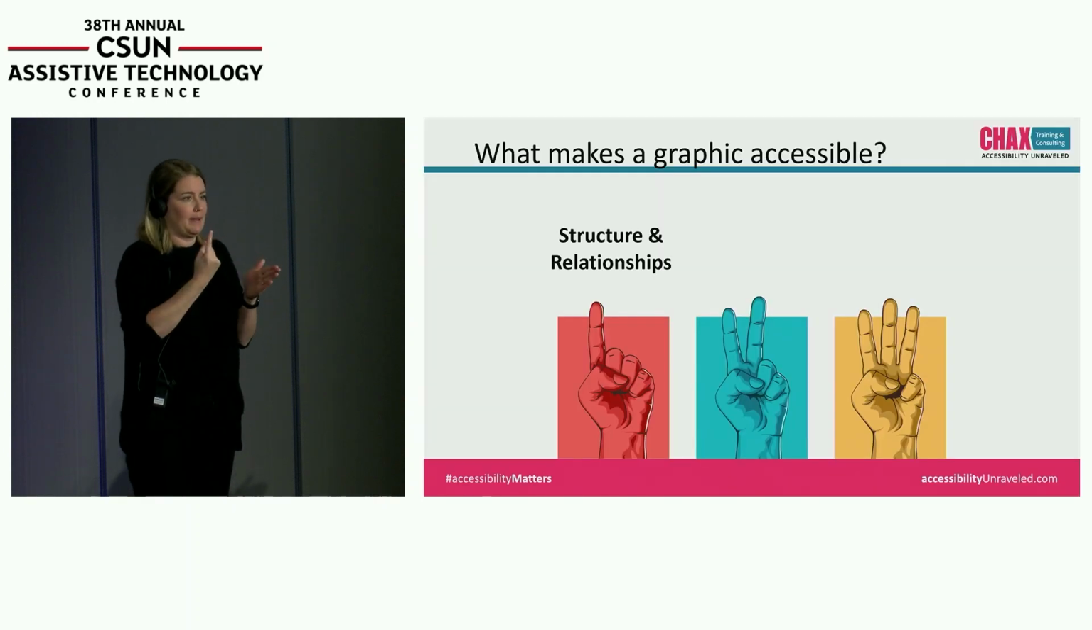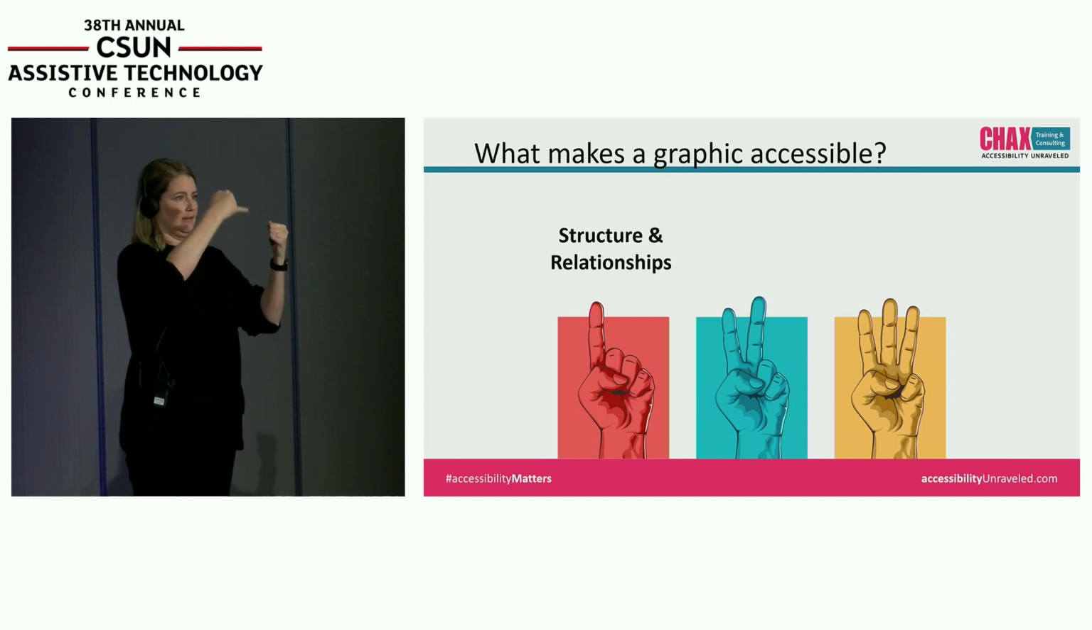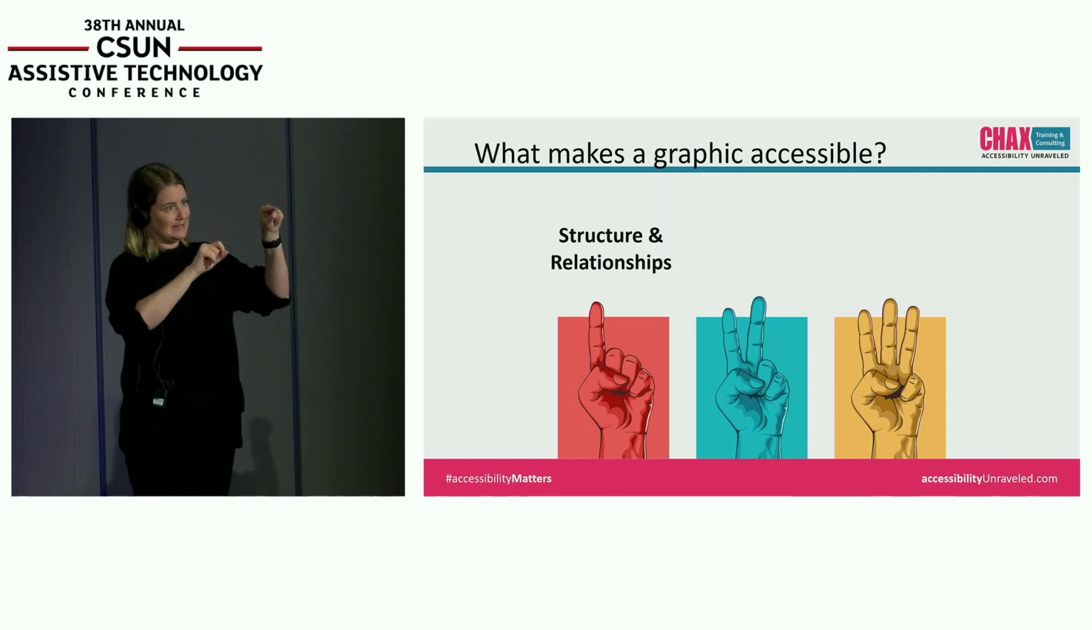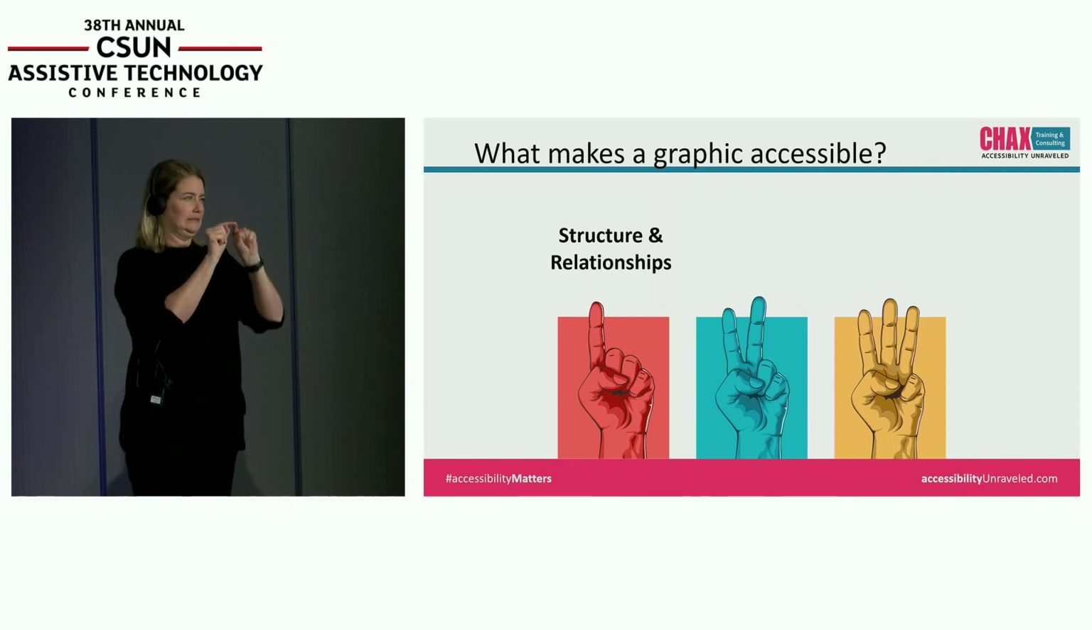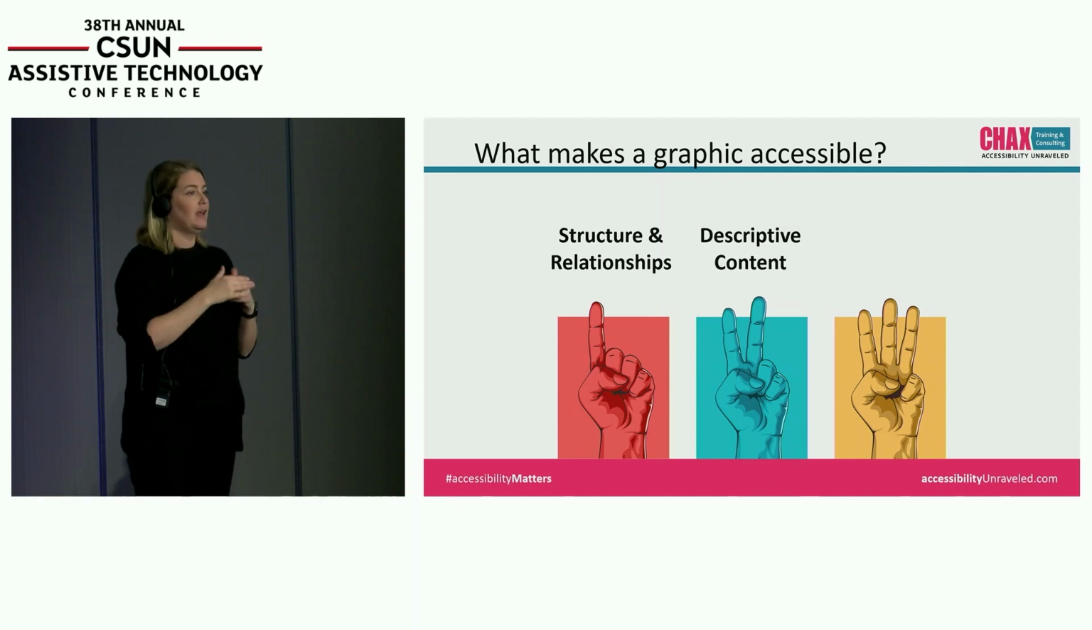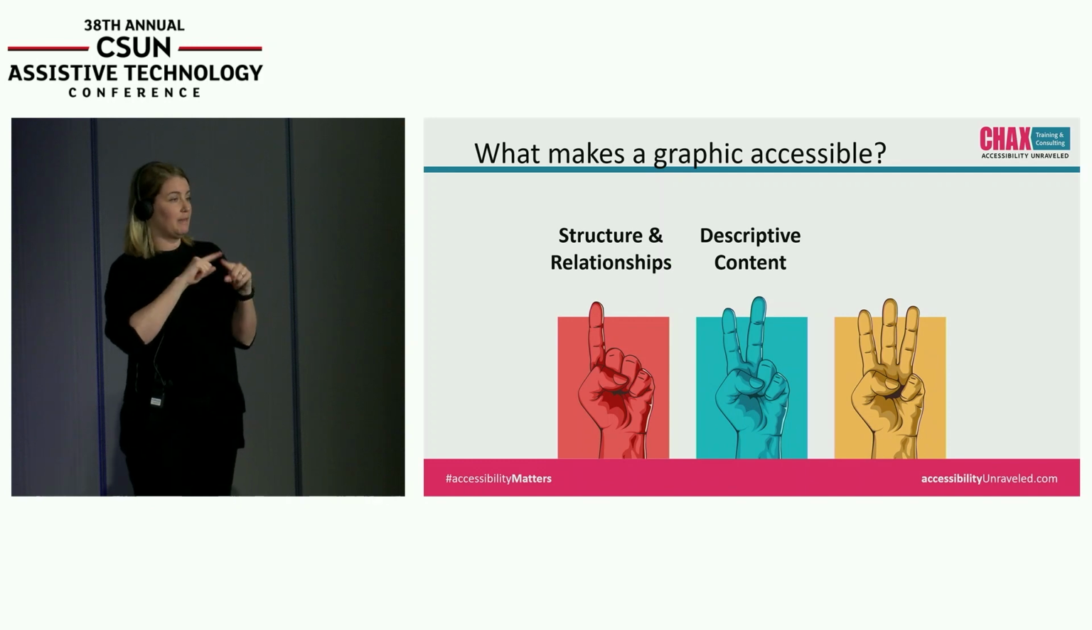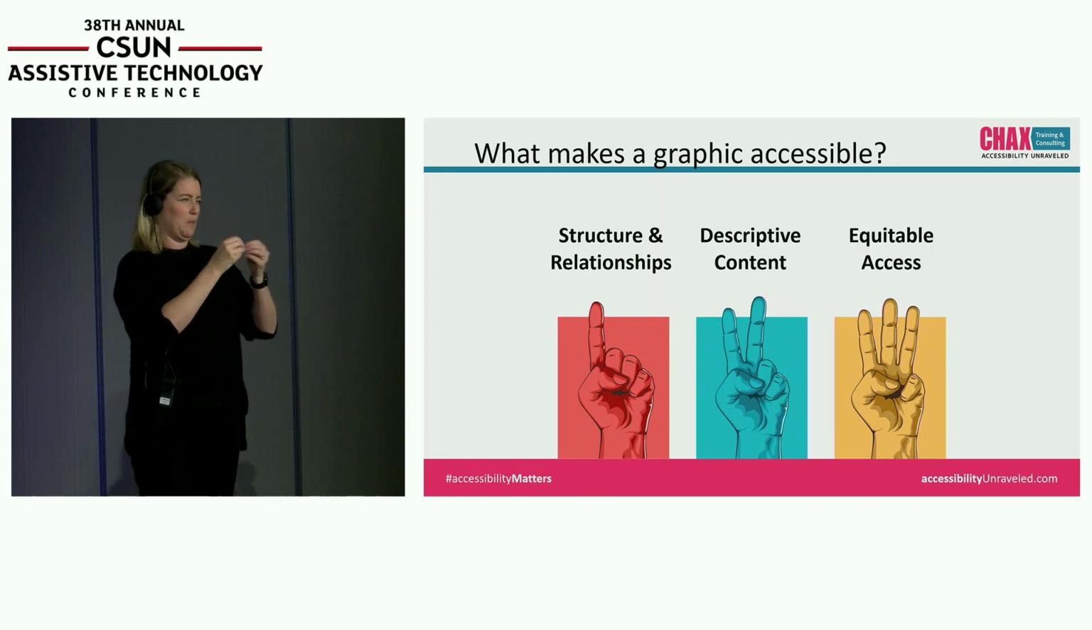So what makes a graphic accessible? The first one is structure and relationships. When you have a bar chart or a line graph, there is an axis, there are bars, there is a trend or an outlier or some kind of data information there. There is a structural relationship between one item and another. The next thing is having descriptive content, and we just talked about alt text, but being descriptive in a bar chart or a line graph is a little harder.